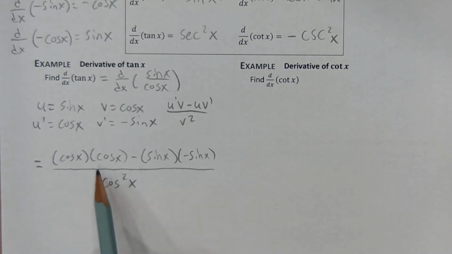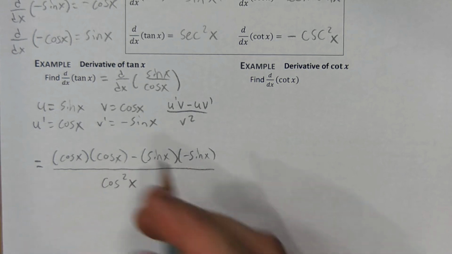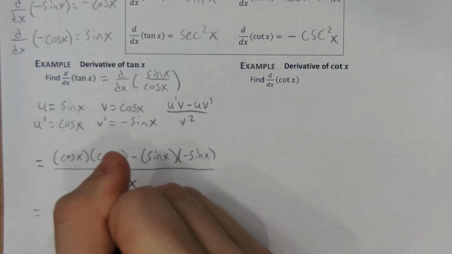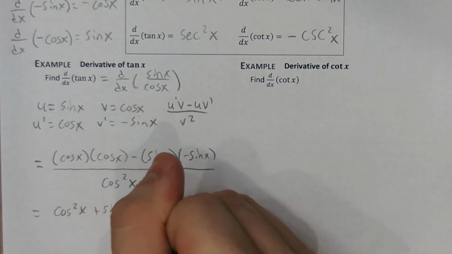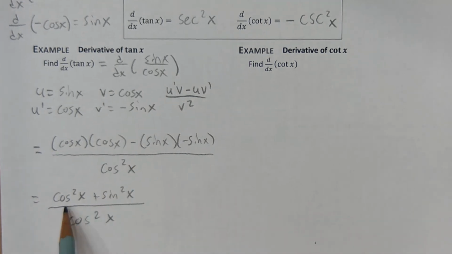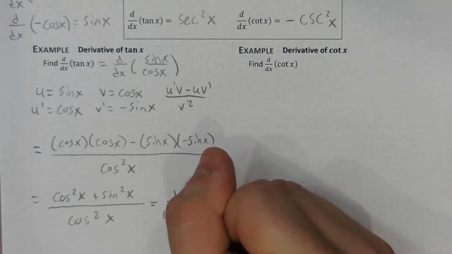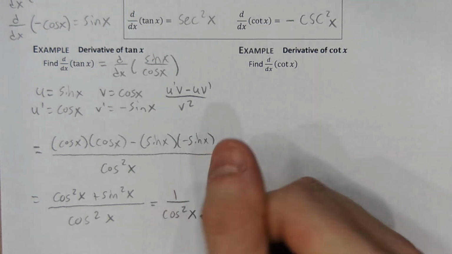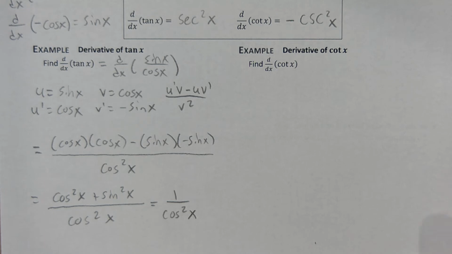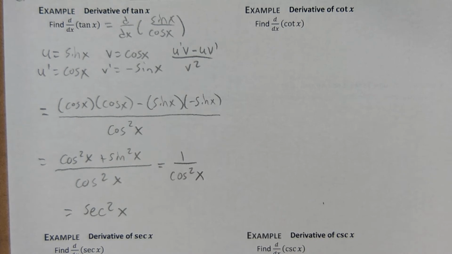Well, this is cosine squared, and these two negatives cancel each other out, so that gives me plus sine squared. So I have cosine squared x plus sine squared x all over cosine squared x. And there it is, folks, the Pythagorean identity. Cosine squared plus sine squared equals 1. And since 1 over cosine is secant, 1 over cosine squared is secant squared x. We have just derived the derivative, weird thing to say, of tangent of x.